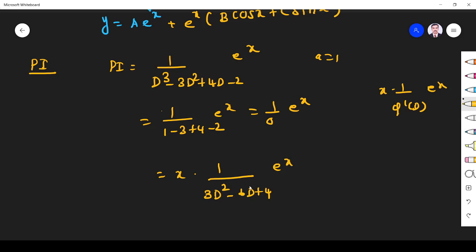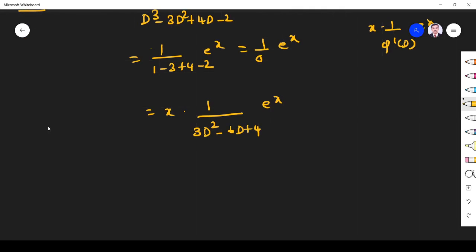Now replace D by a, which is again 1. So x into 1 by (3 into 1, 3, minus 6 into 1, 6, plus 4), e power x. That becomes 7 minus 6, which is 1. So x into e power x. Now the denominator is not equal to 0. So this is our particular integral.